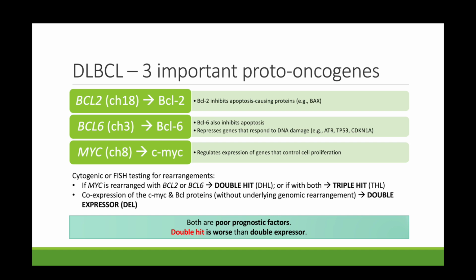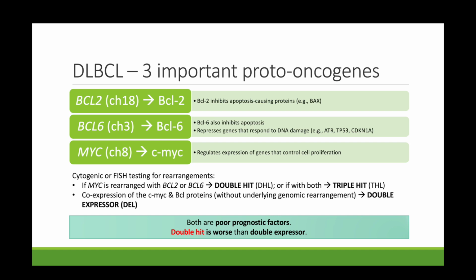BCL2 and BCL6 typically function to inhibit apoptosis. And the reason they're considered proto-oncogenes is because they inhibit apoptosis, right? They prevent cell death. And so if their expression is unregulated, then they will inhibit apoptosis like crazy, causing cells to remain alive and continue to proliferate. And that's really what causes cancer.